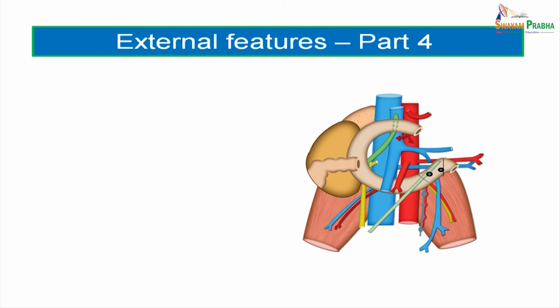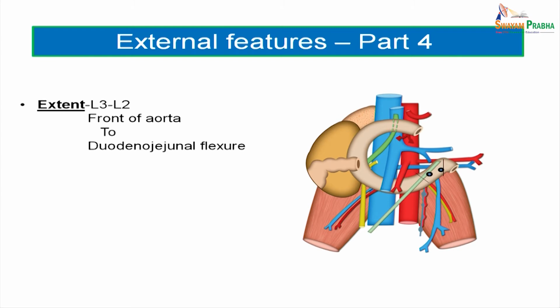So, that was about the third part, which lies anterior to all the major blood vessels. Coming to the fourth part, this is the last segment, measuring about 2.5 centimeters, and it extends from L3 to L2, that is from the front of the aorta to the duodenojejunal flexure. Now, at the region of the duodenojejunal flexure, we have the attachment of the suspensory ligament of Treitz, or the suspensory ligament of the duodenum.